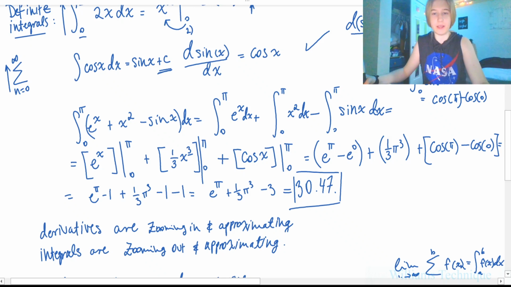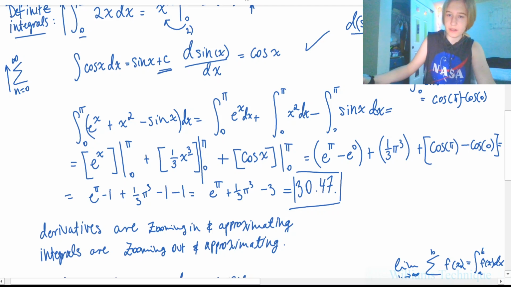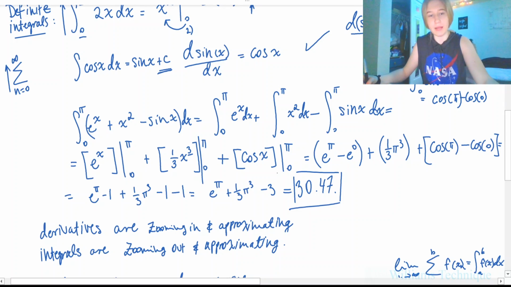And then after we evaluate all of these at 0 to pi, we get e to the pi minus e to the 0 plus 1/3 pi cubed plus cosine of pi minus cosine of 0. And then we get e to the pi minus 1 plus 1/3 pi cubed minus 1, and that's just e to the pi plus 1/3 pi cubed minus 3. And that final answer is 30.47, which is the answer to our definite integral that we first put up here.